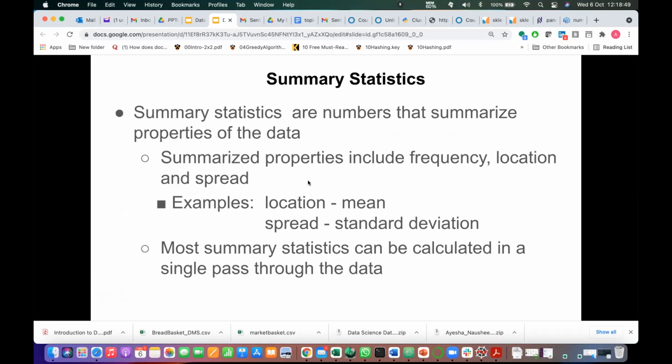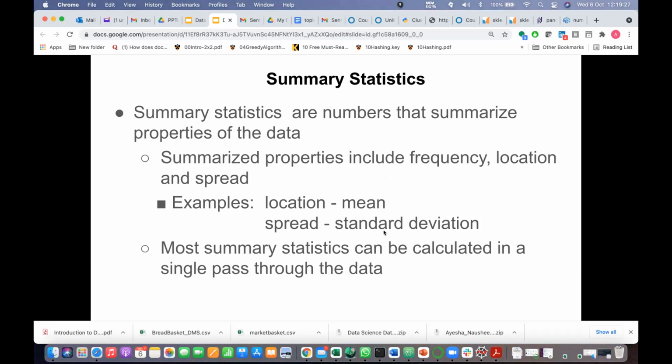Summary statistics: whenever data is given, an important thing for us to see is the statistical summary of the data. Summarized properties include frequency, which is the highly frequent number, and location and spread, meaning how the data is spread. All those things are called summary statistics. For example, location means the mean, so it is around what number, below and above. Mean is the average value, not the median. Median exactly divides the elements, with 50% below and 50% above.